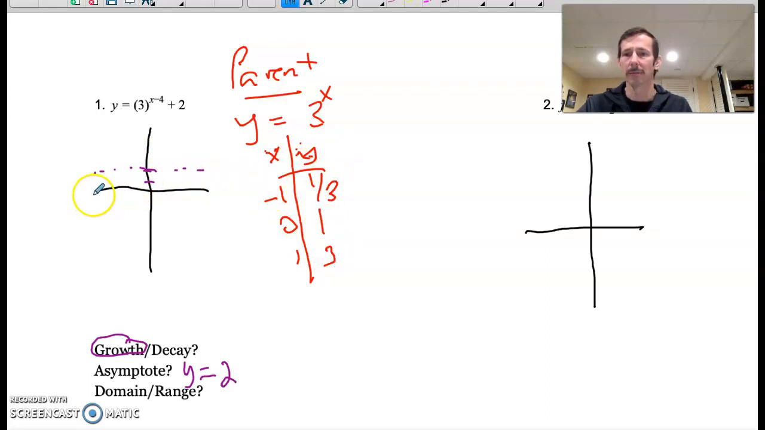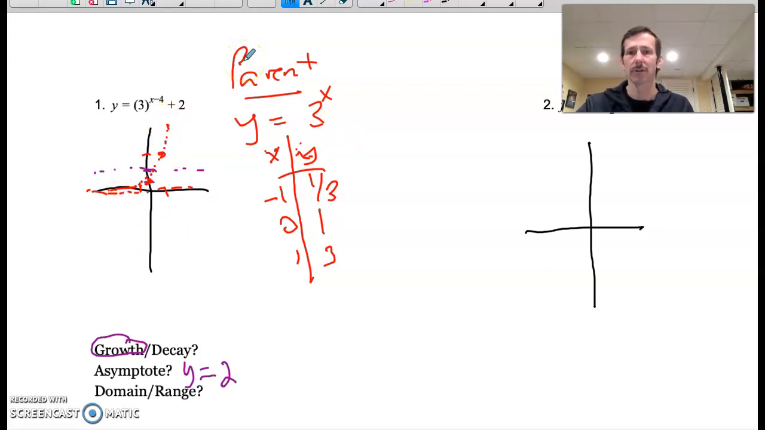So again, the parent function in red would start with an asymptote down here. It would have a y-intercept at 1. When I went to 1, it would go up to 3, and it would have a -1, a really small value. So it would look kind of like this.